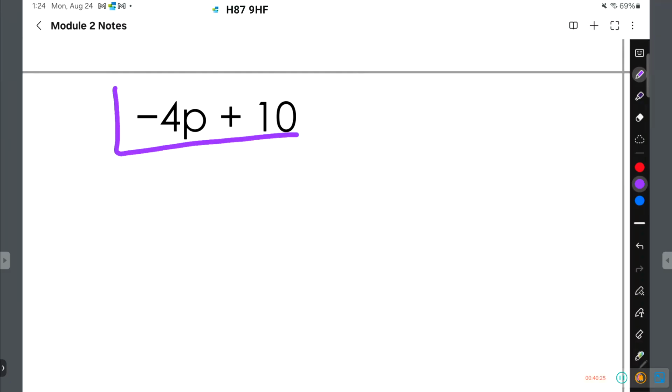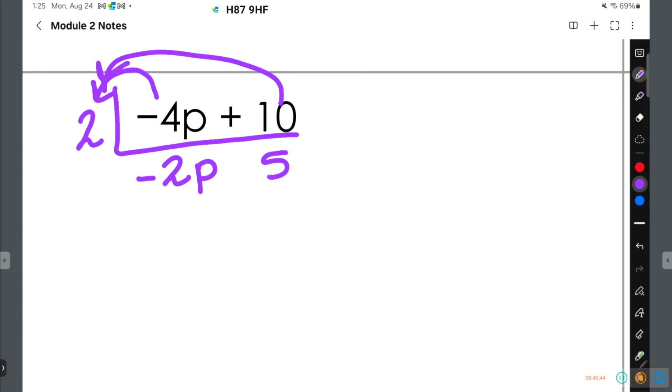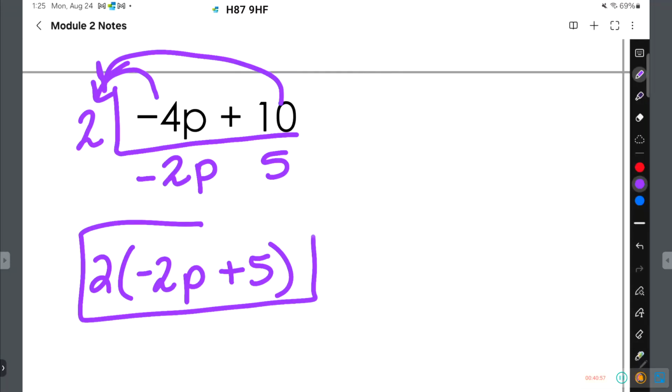What do 4 and 10 have in common? They both have 2s, right? Because they're both even. So what's negative 4 divided by 2? Negative 2. And what's 10 divided by 2? 5. So how would we set that up? 2 plus negative 2 plus 5. Correct. And you use a plus sign. Why are we using plus? Because you dropped the sign. Correct.